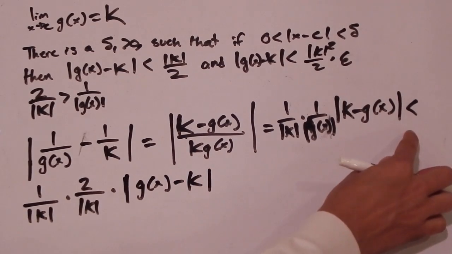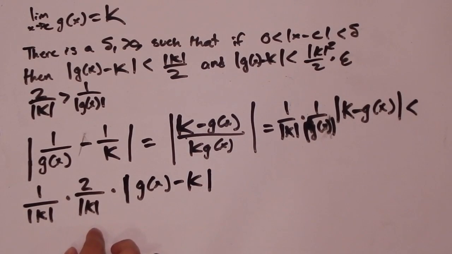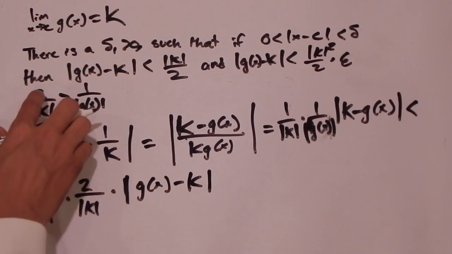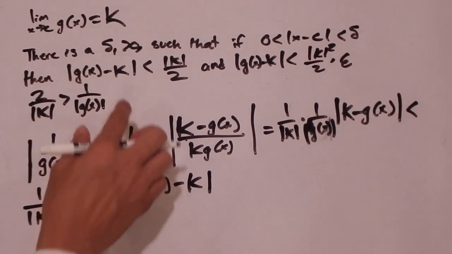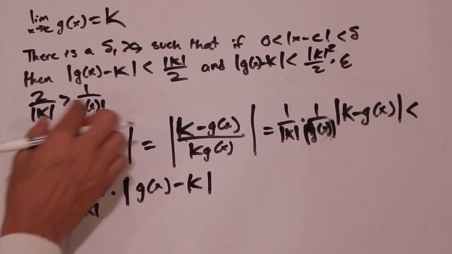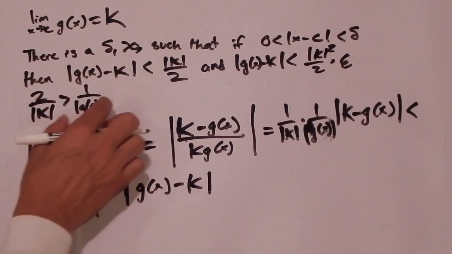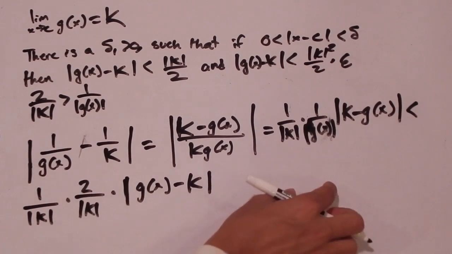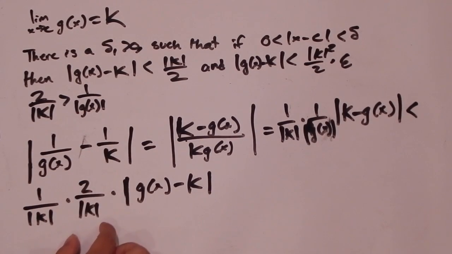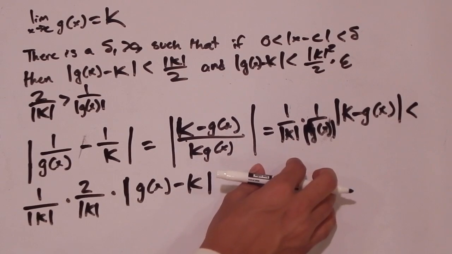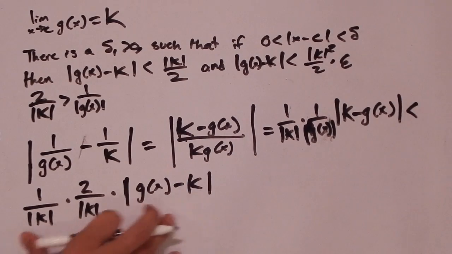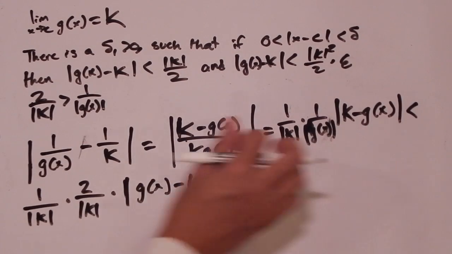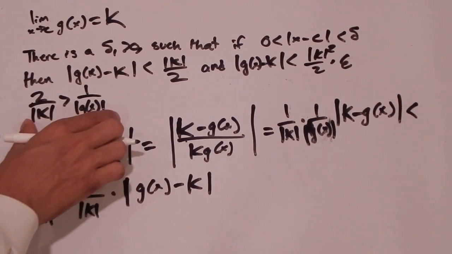And where did this less than come from? Well, we know on this interval that 2 over the absolute value of k is always bigger than 1 over the absolute value of g of x. So we just said that if we plug in 2 over k instead of 1 over the absolute value of g of x, this expression will be bigger than this expression. So it comes from this inequality right here.